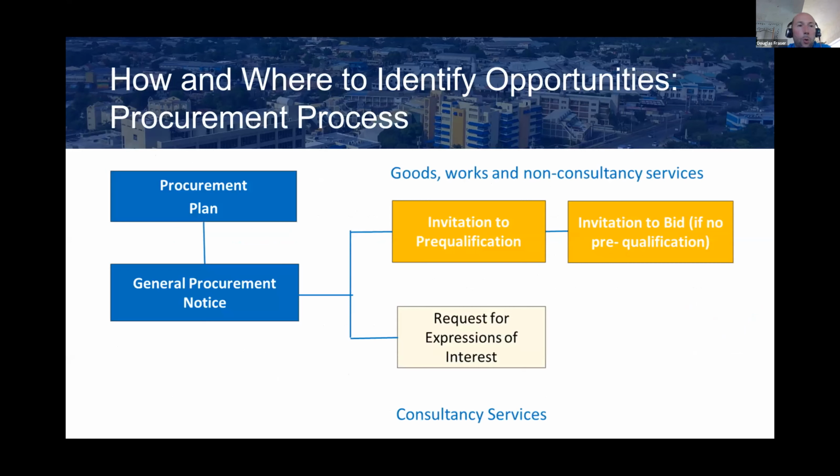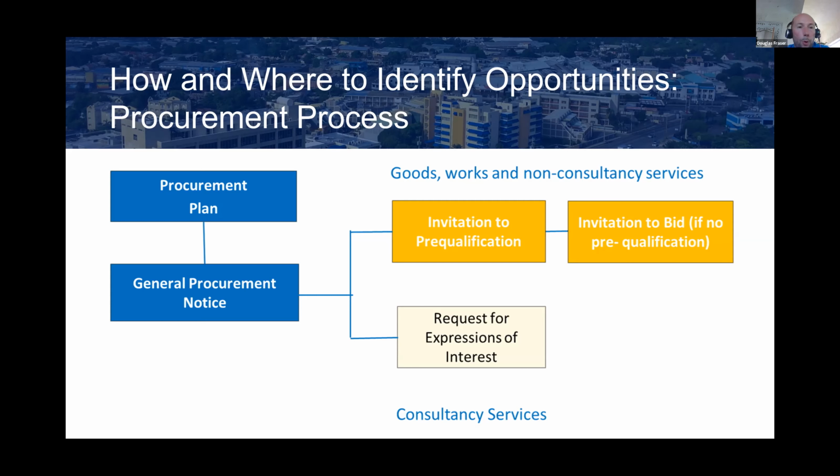So, a little bit quickly, how and where to identify opportunities. As Tammy said, before the formal procurement process commences, it's recommended to build relationships with the key governments in the region. We have country engagement strategies on our website, so you can see broadly in each of the borrowing member countries where we're seeking to intervene and what types of projects we're seeking to do.